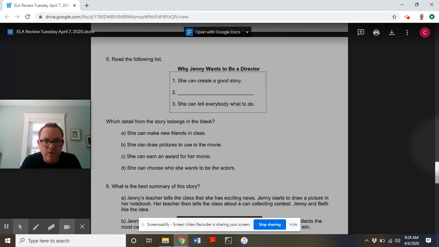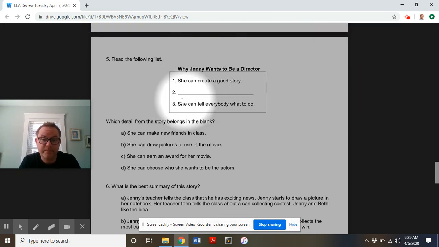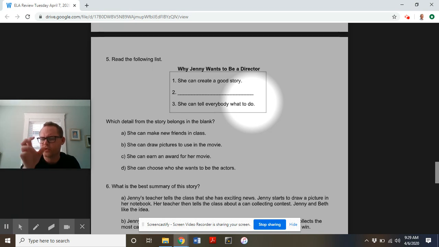Rolling right along. Question number 5. Read the following list. Why Jenny wants to be a director. Number 1, she can create a story. Number 2 is blank. Number 3, she can tell everybody what to do. So there was a third reason that Jenny was excited to direct the movie, not just star in it, not just be one of the actors, to direct it. What was the third reason?